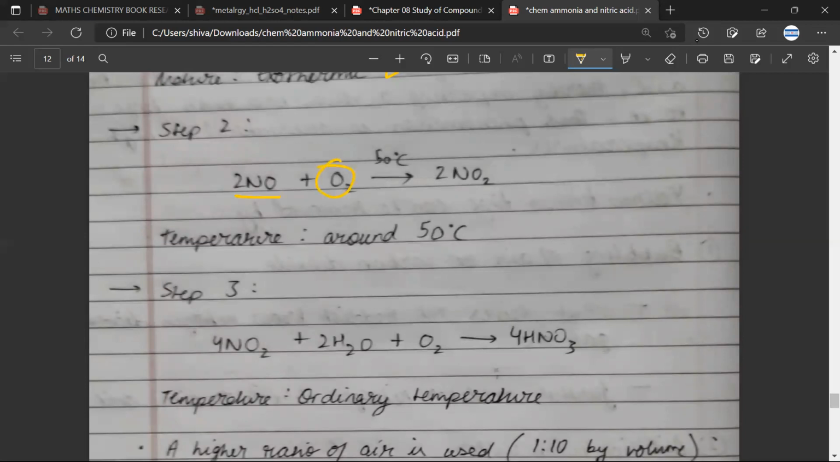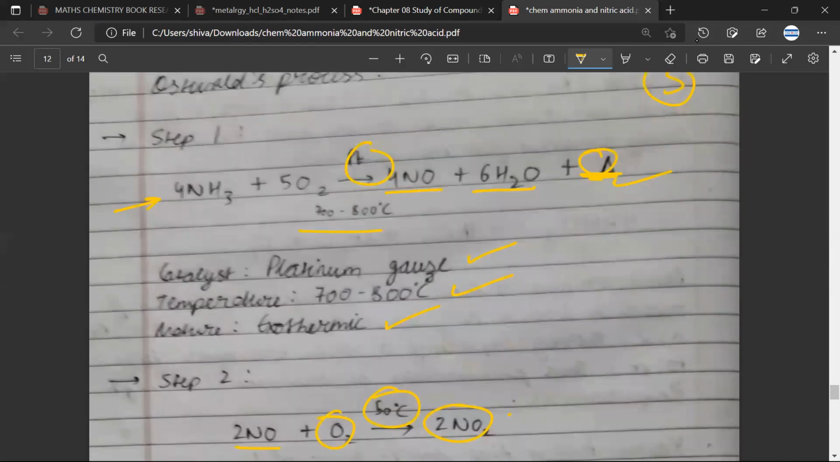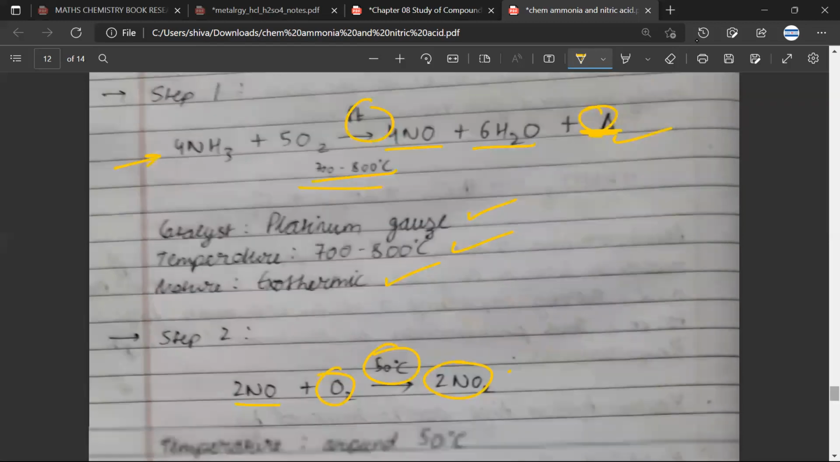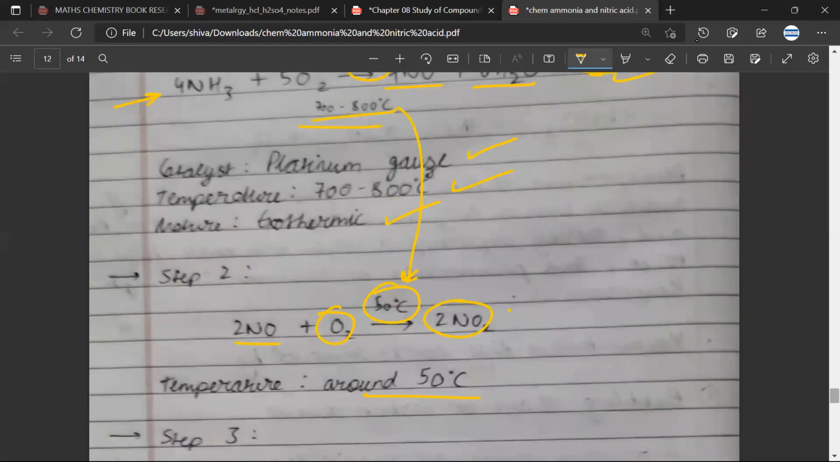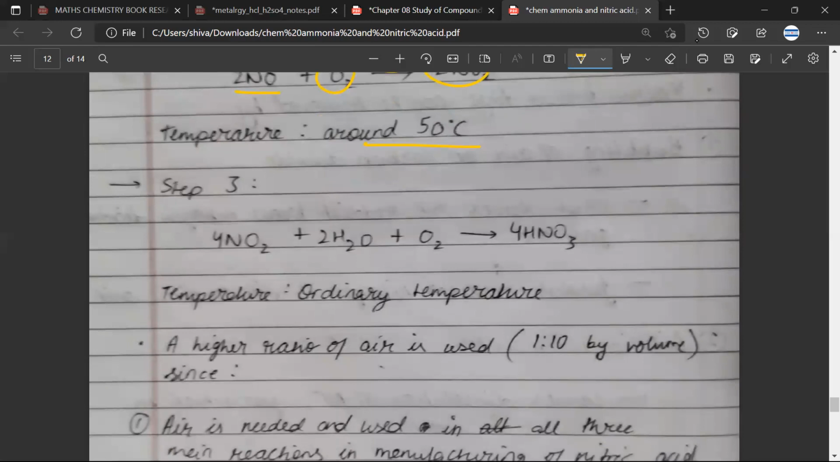Now step 2 is nitrogen monoxide plus oxygen at 50 degrees Celsius gives nitrogen dioxide. If you have observed, first the reaction temperature was 700 to 800 degrees Celsius, but now it has been cooled down to 50 degrees Celsius. Step 3: 4NO2 plus 2H2O plus O2, all these compounds you add together to form 4HNO3, also known as nitric acid, and the temperature is ordinary temperature.